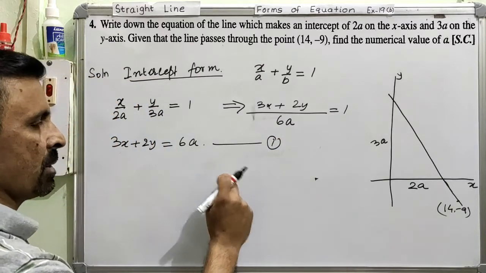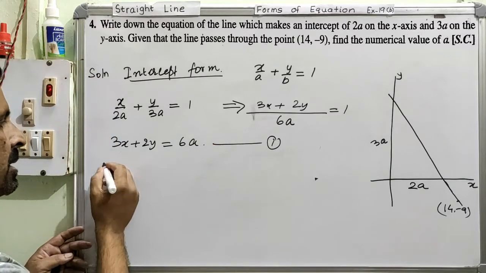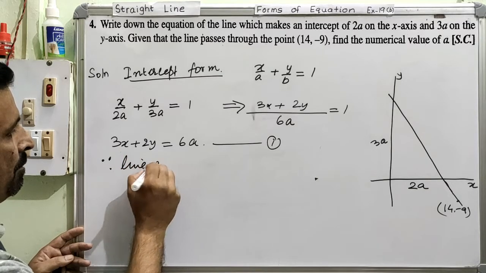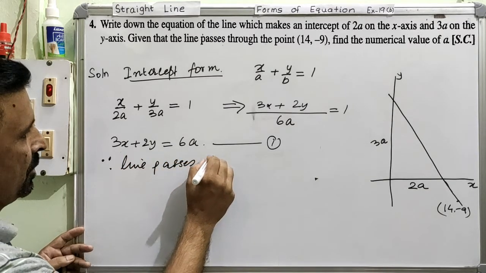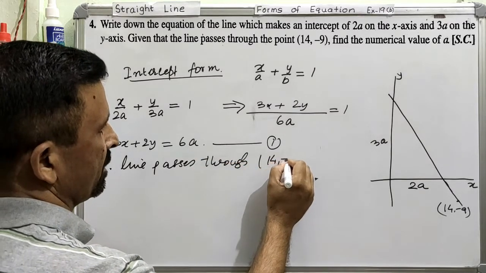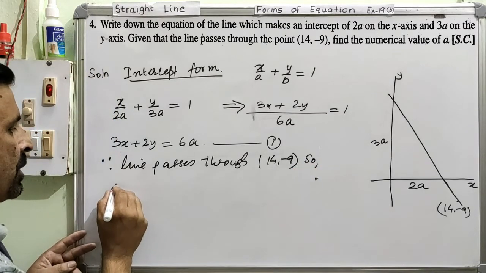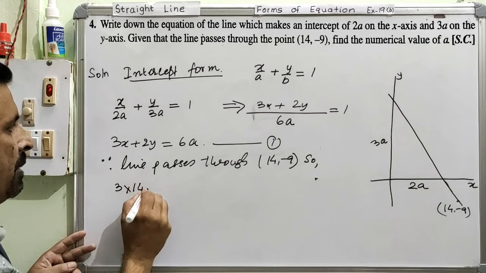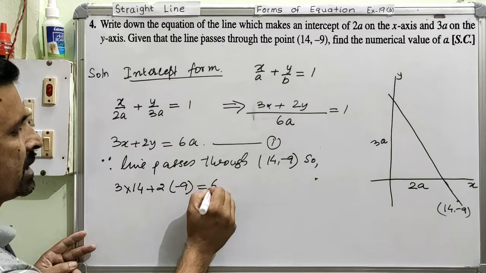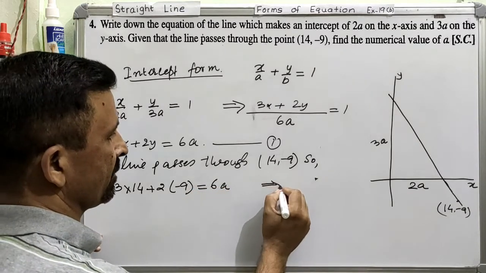And now this line is passing through this point. So this point must satisfy this equation. Right? Since the line passes through 14 and minus 9, so what? Put the value. 3 into 14 plus 2 into minus 9 is equal to 6a. Clear? Next step we can do here itself.